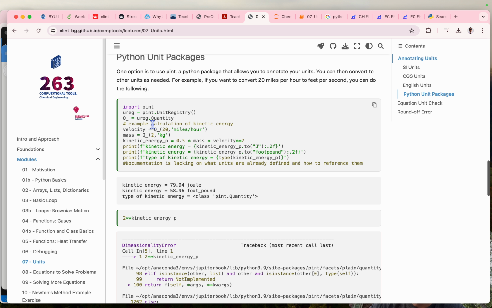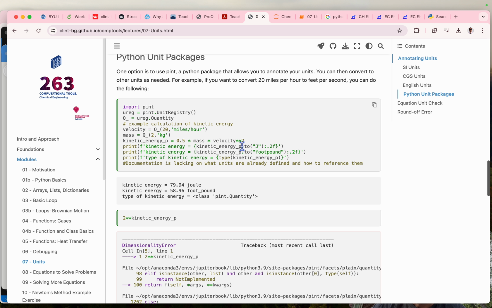You import it after you pip install it, and with your command line prompt, pip install pint. And then you set the ureg. You could call it anything right here, this variable, but you're setting quantities. So the velocity here maybe 20 miles per hour, and this has to be part of its library, and kilograms and so forth. And then you can do the equations there.